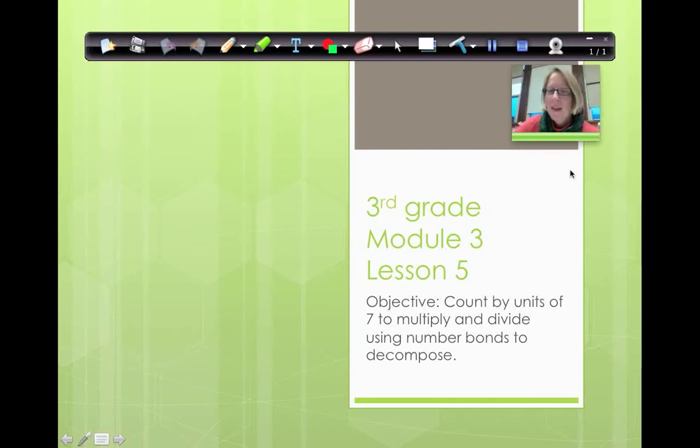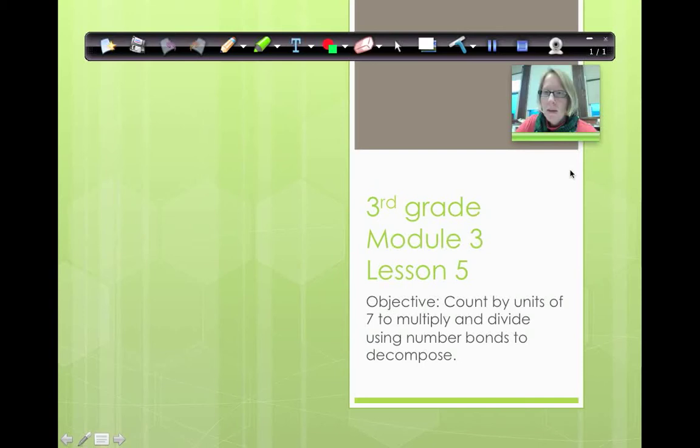There we go. Hello everybody. Today we're going to be doing Module 3, Lesson 5. And for this one, it's going to be similar to last time's, or to Lesson 4's, in that we're going to count by units of 7 to multiply and divide using number bonds to decompose. Now, lesson number 4 was that we were going to count by units of 6. So it's going to be very similar.